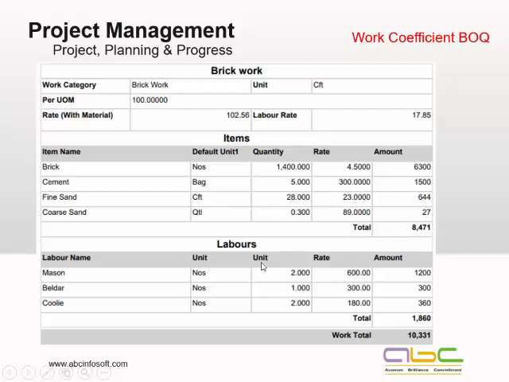Then similarly for the labor, again for 100 cubic foot of unit, which is the standard, I require 2 masons, 1 beldar, 2 coolies. These are the rates defined.